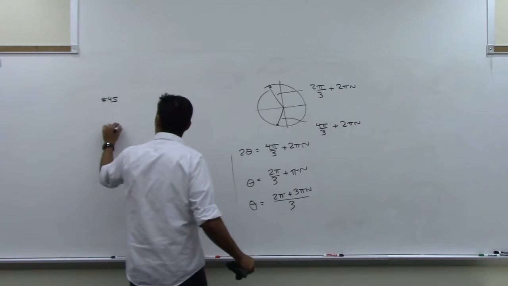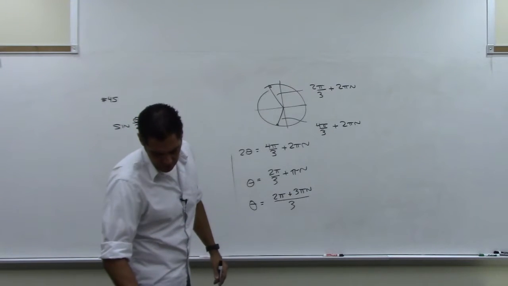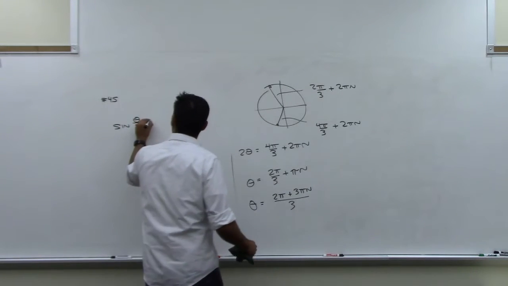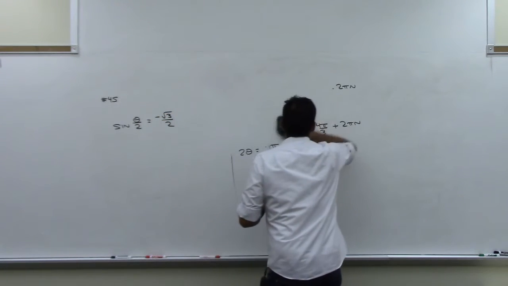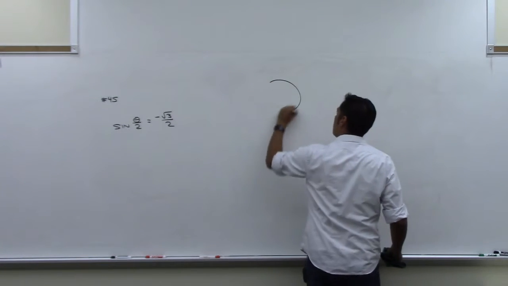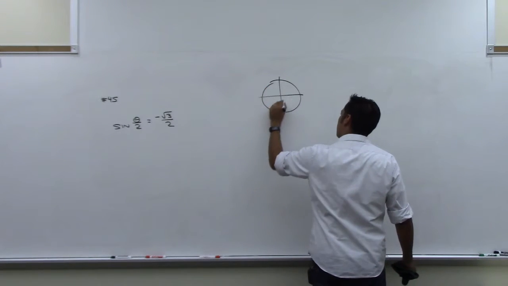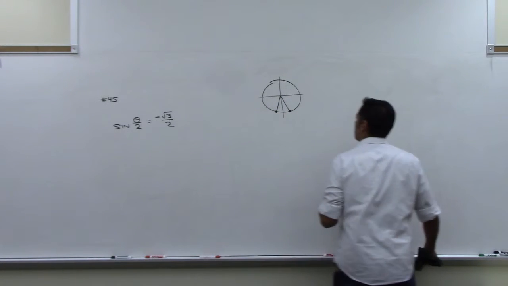Sine of theta over 2 equals negative root 3 over 2. So that's saying where is our y-coordinate negative root 3 over 2? Looking off our unit circle, y-coordinate negative root 3 over 2, that's here and here.